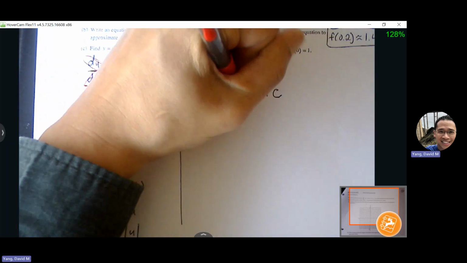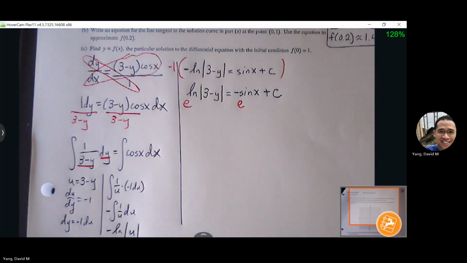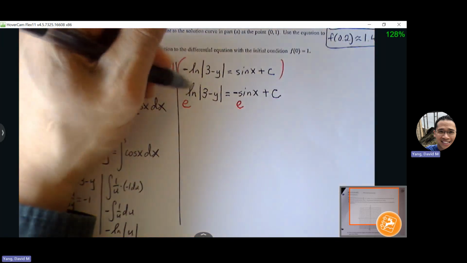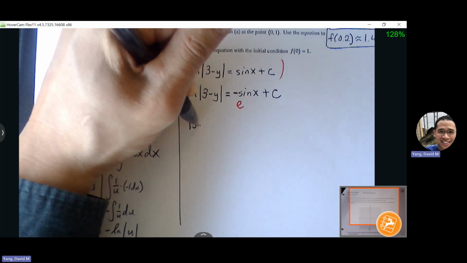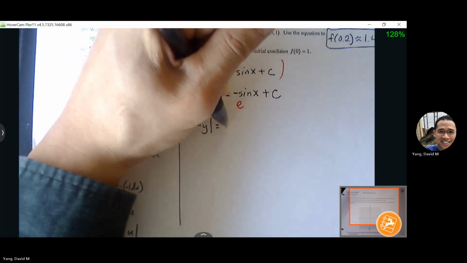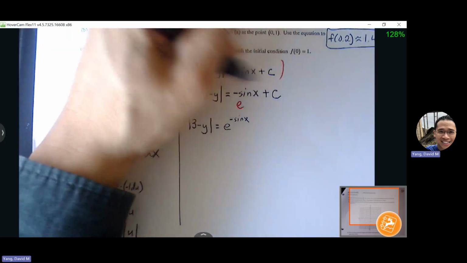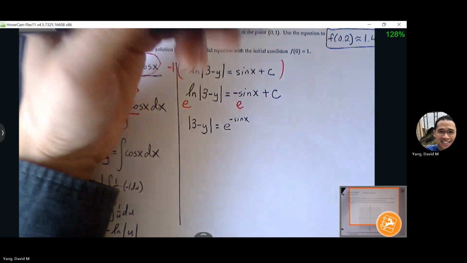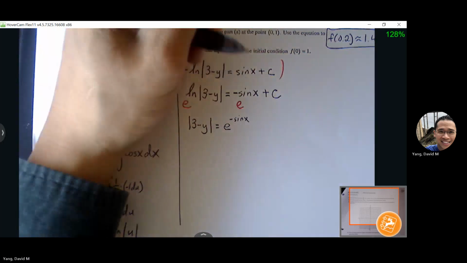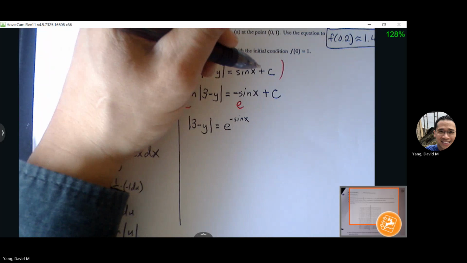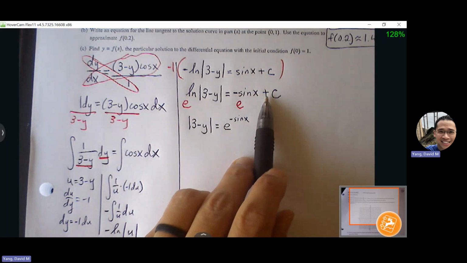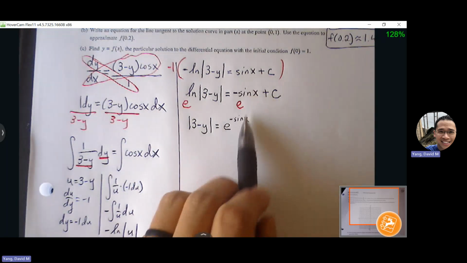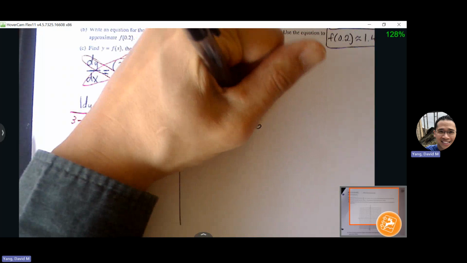Okay, so now that left side is a little bit cleaner. e and natural log cancel each other out. Now, e to the negative sine x plus c. How can I separate this out so that I can get that c away from this expression? Times e to the c.